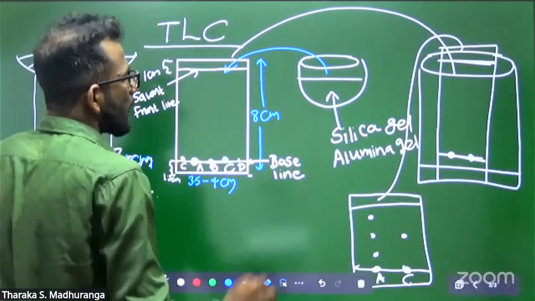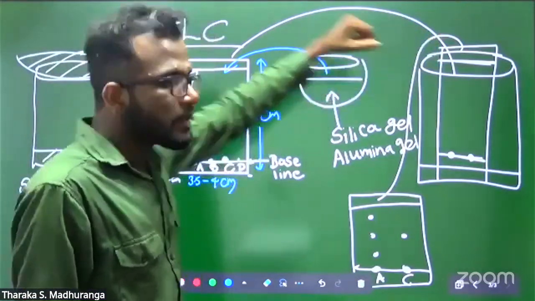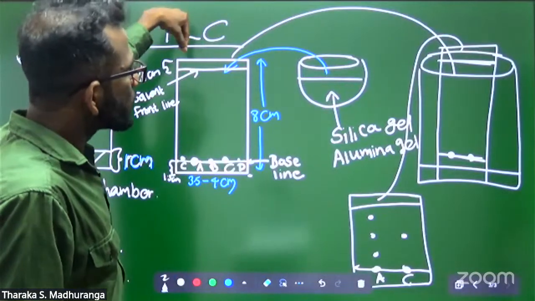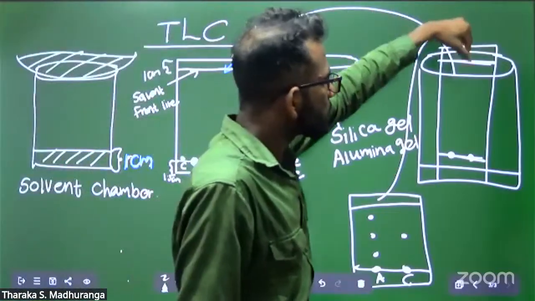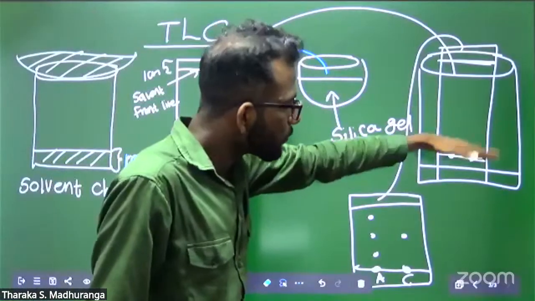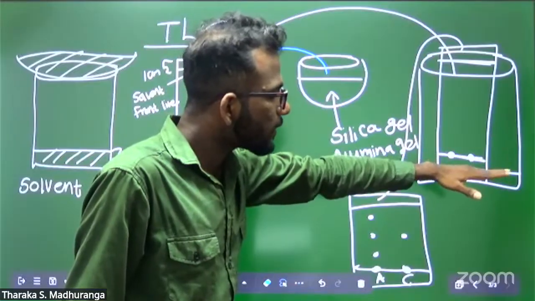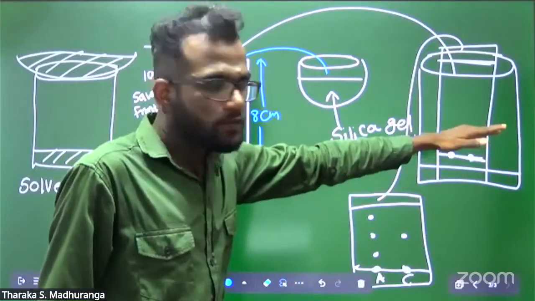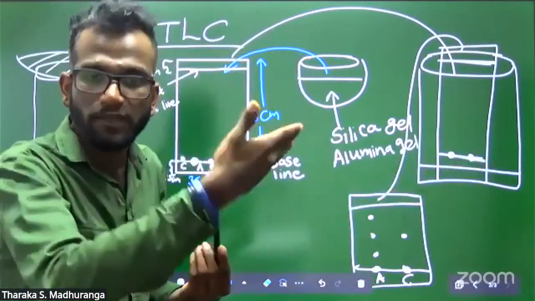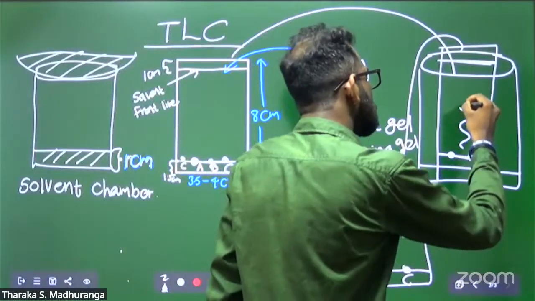Okay, after 20 minutes, you can open the solvent chamber and place this glass plate with the silica gel layer in the solvent chamber like this. In this method also, we need to avoid the sample touching the solvent level, same as previous.